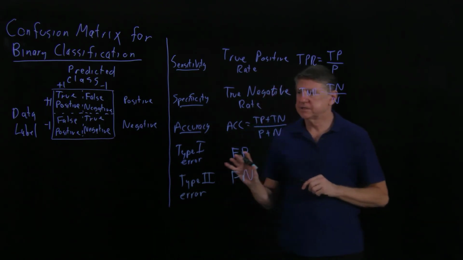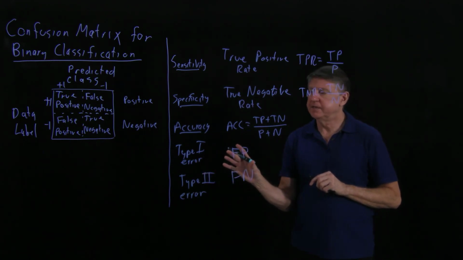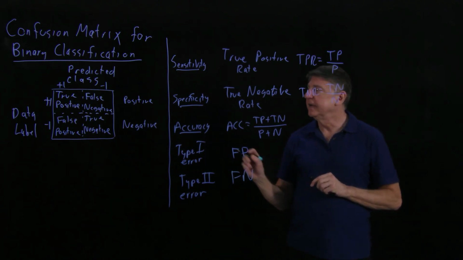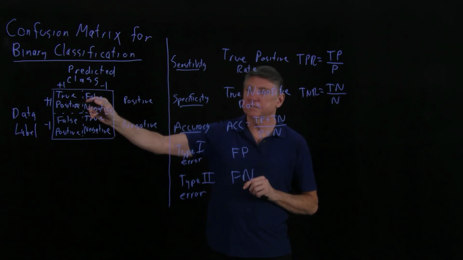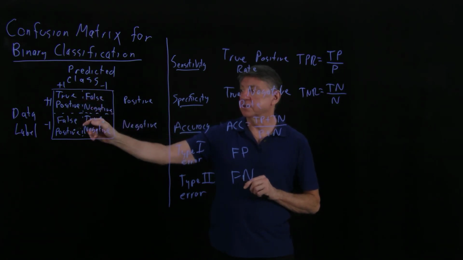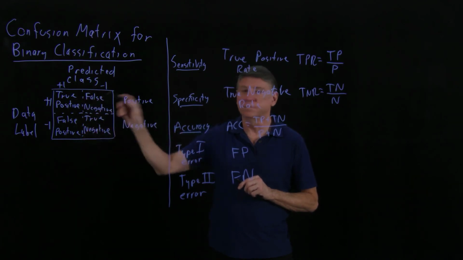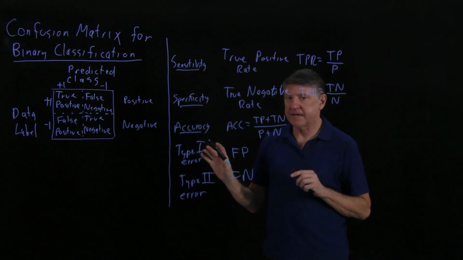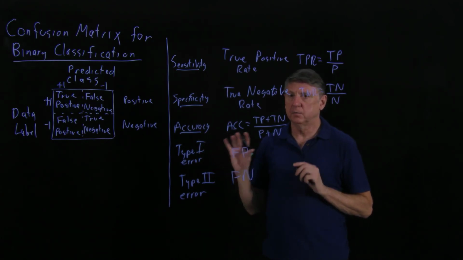And some authors will add an additional term, which is the precision. And the precision is the number of true positives divided by the true positives plus false positives. That is, they'll take the ratio along the column. And in our work, we won't examine that.